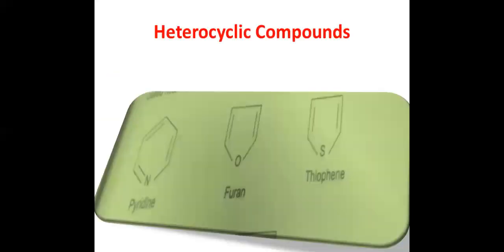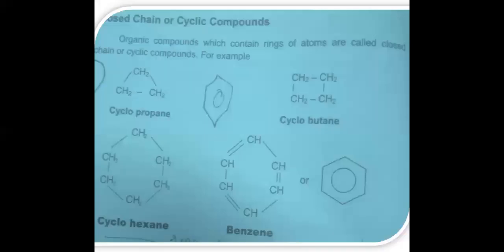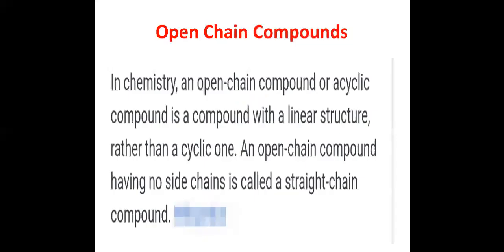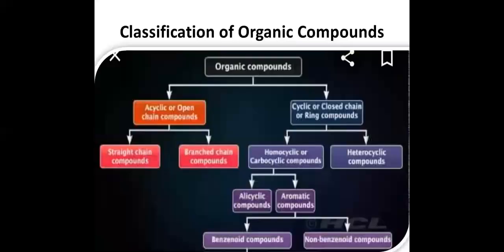Heterocyclic compounds and homocyclic compounds. I told you that organic compounds are classified into these main branches. The first two branches are open chain compounds and closed chain compounds. Open chain compounds are also called acyclic, and closed chain compounds are called cyclic. Open chain compounds are further classified into straight chain compounds, where all the carbon atoms are present in a straight line, and branch chain compounds, which contain at least one carbon atom as a side chain or as a branch on the main chain.